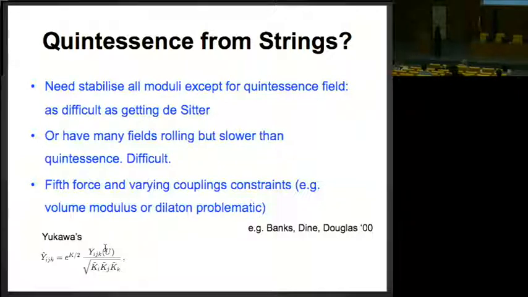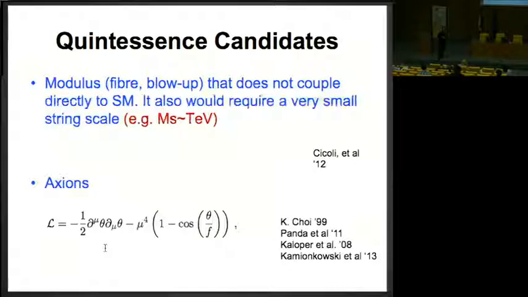And then you have to worry about fifth force and varying couplings constraints, like was addressed many years ago by Banks et al. In particular, we say that, for instance, the volume modulus itself is hard to make the quintessence field because it couples to everybody. For instance, you have the Yukawa couplings for matter fields, with this dependence on the Kahler potentials, so that perturbations of that give you volume dependence of the moduli. And similarly for the dilaton. However, as Kumrun said, there can be other moduli, like the ones I was talking about, the blow-up modes or the fiber modulus, that can be separated from the standard model, and then they can be the quintessence fields.